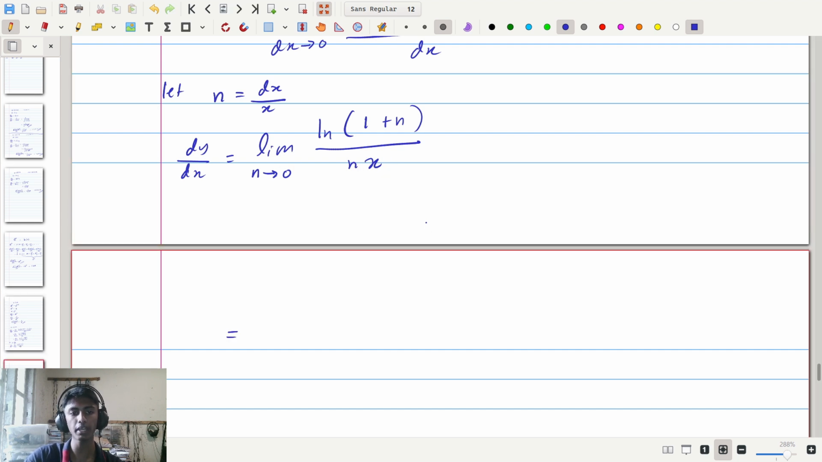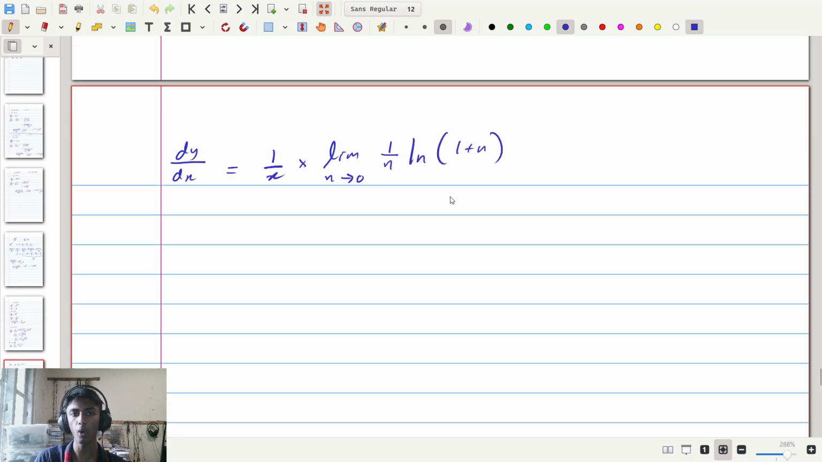Going to the next page, we can write this as dy by dx equaling 1 over x times the limit as n approaches 0 of, over here, this divide by n I'm going to take to the front as 1 divided by n times the natural logarithm of 1 plus n. Now we're going to do one more variable change here. Let's say h is equal to 1 divided by n, and consider what happens here.